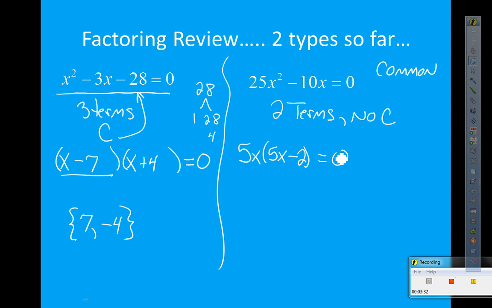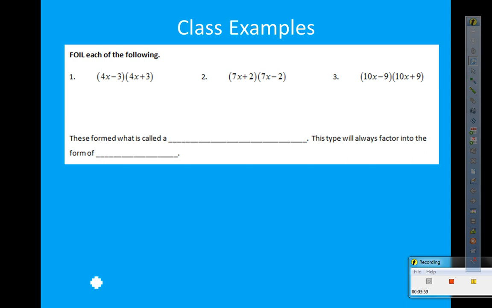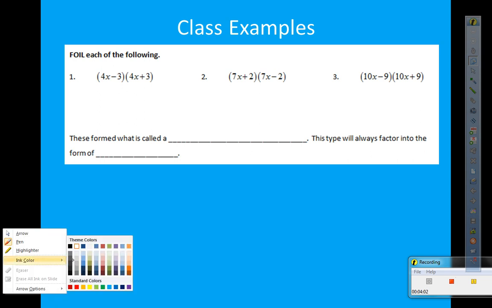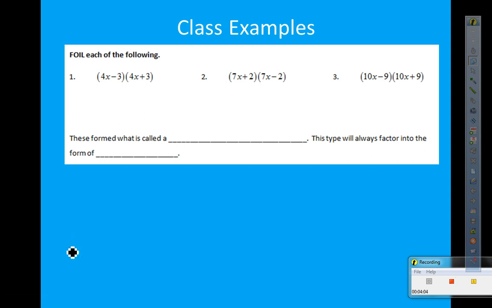And then we set that equal to 0. Remember, to get our 2 solutions, 5 times something is equal to 0. Well, one answer is 0. On this one, we're going to set 5x minus 2 equal to 0. I'm going to add 2, then I'm going to divide by 5. We want to leave those answers as a fraction. So that's review of what we did last time. Let me show you where we're going to go to today. So look at your examples right in front of you.